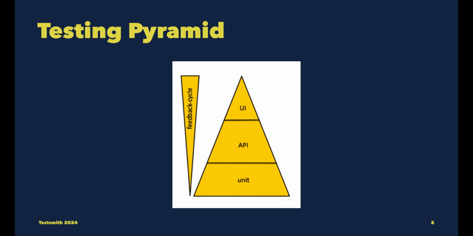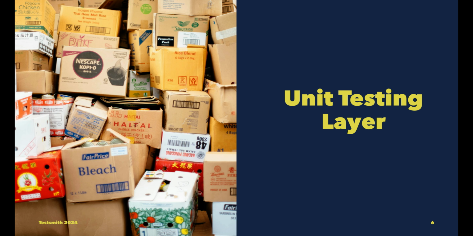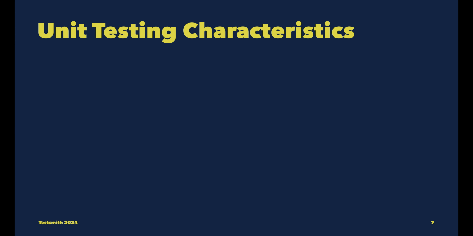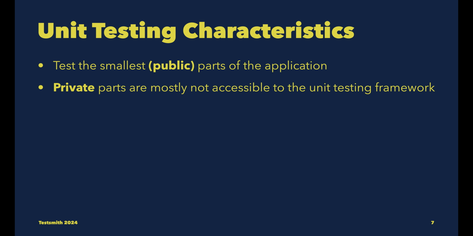I want to guide you through each layer of the software testing pyramid. Let's explore the first layer, the unit testing layer. Let's discuss the characteristics and benefits of this layer. To start with the characteristics. Tests in this layer test the smallest public-facing parts of the application. Private parts are not accessible for the unit testing framework, and these parts are generally called from the public-facing parts.